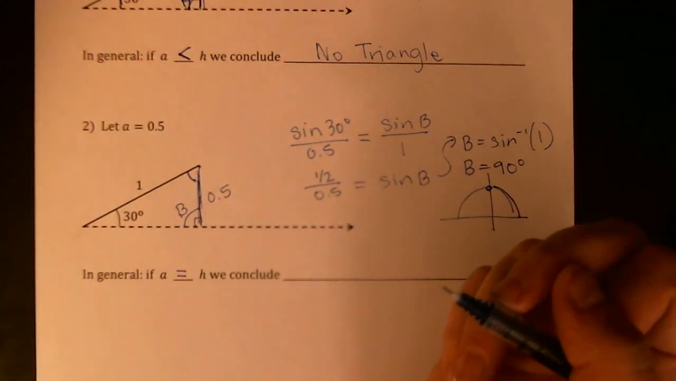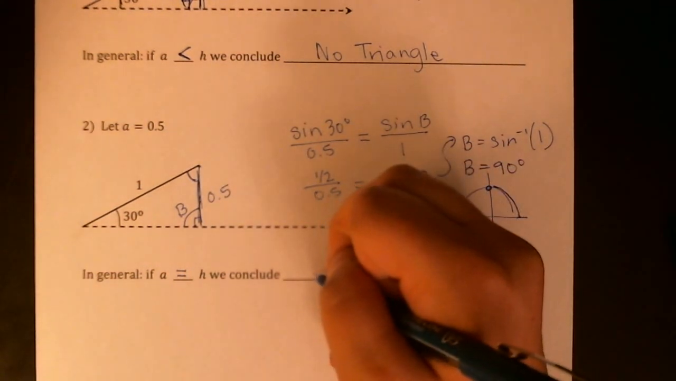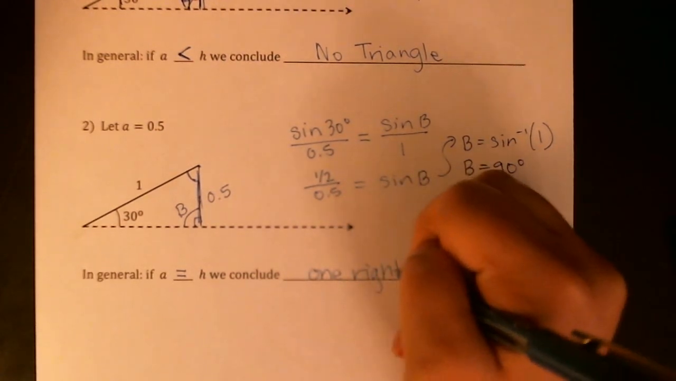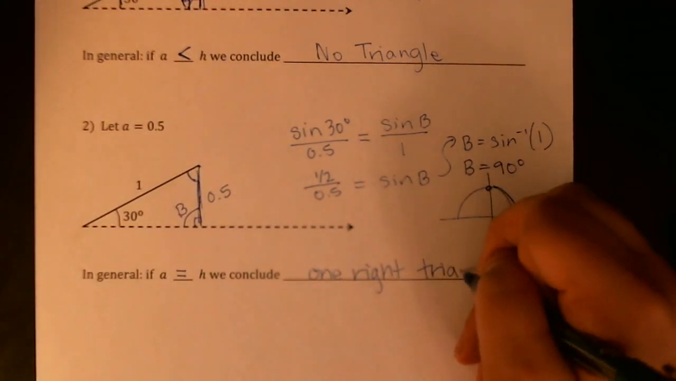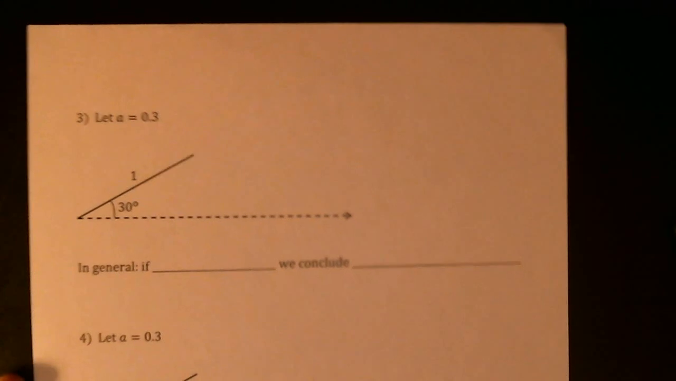Okay, so in general, sometimes it won't be so obvious because we won't have special values. If A is equal to the height of the triangle, then we can conclude that it's a right triangle. So we get one right triangle. So kind of special, but nothing too crazy. We get a triangle. Law of sines will tell us what we want to know about the triangle. That's great. It just happens that that triangle is a right triangle. Okay, so let's look at possibility number 3.